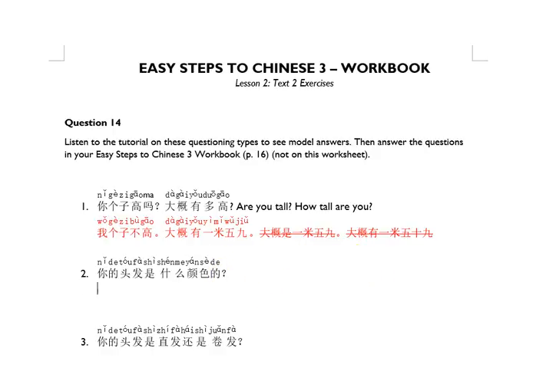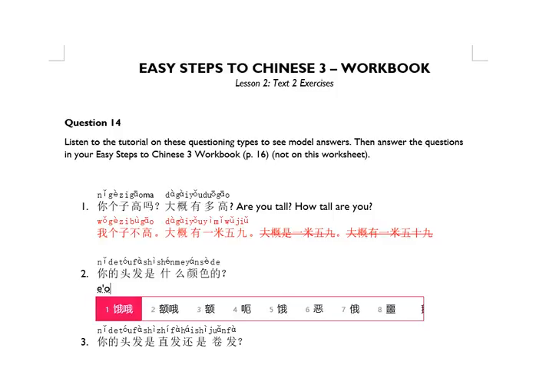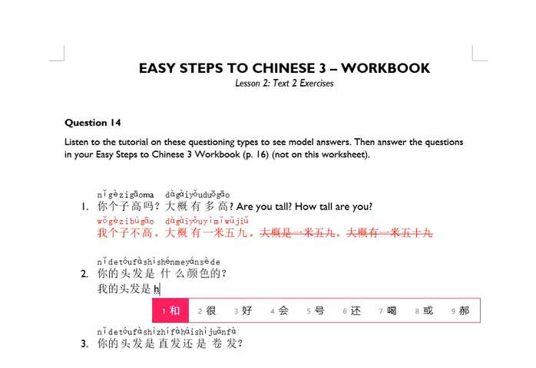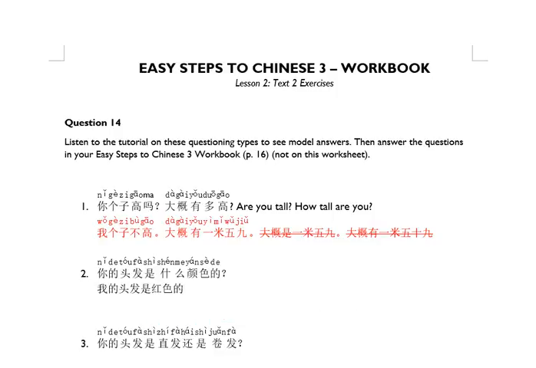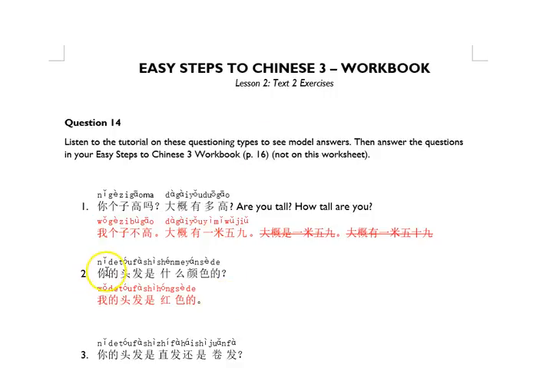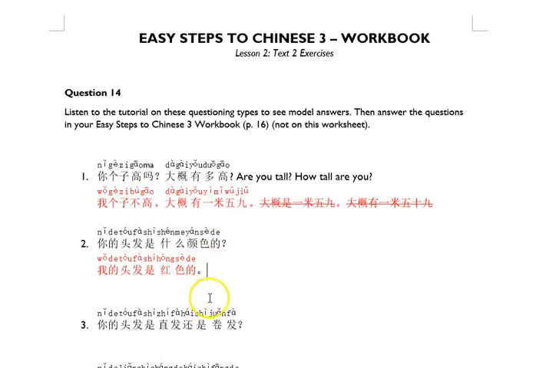Okay, now the second question. 你的头发是什么颜色的? What color is your hair? Now, let's say my hair is red. So, 我的头发是红色的. Now, because there was a de in the sentence, you need to repeat the de down here. That makes more sense. And that's a pretty simple question to answer. You're pretty much just replacing the subject with yourself and then replacing 什么颜色 with the color. Simple.